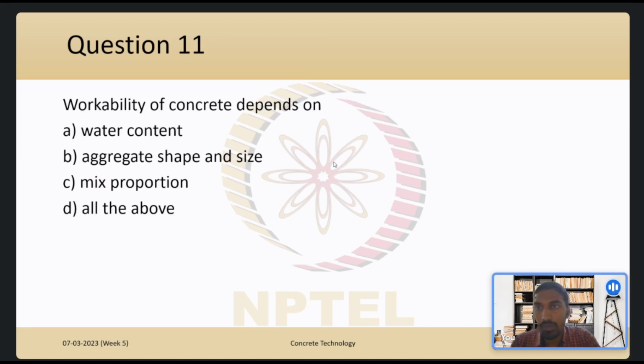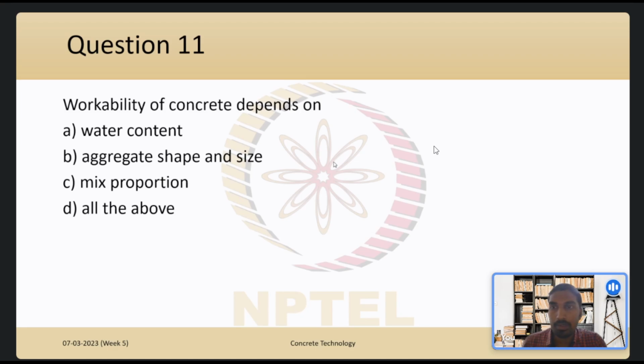Okay, so question 11 is again on workability. So what are the factors that affect workability? Workability of concrete depends on water content, aggregate shape and size, mix proportion, and all the above. Okay, so we already looked at these three components in this week as well as in the previous week, when we looked at aggregates. So we know that water content will affect workability, right? So higher water content will give higher workability, right?